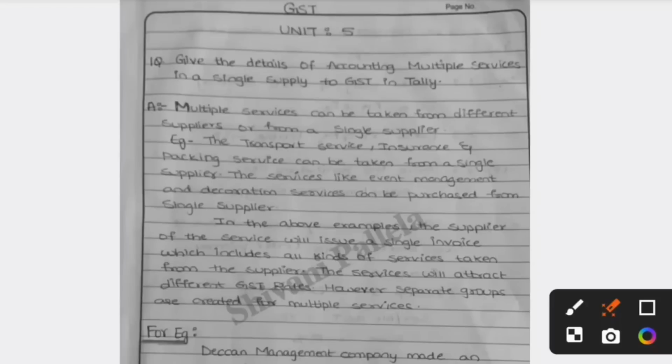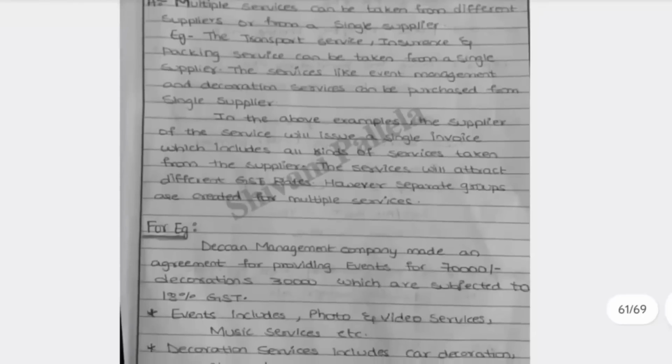అంటే స్టేజ్ డెకరేషన్ చేస్తాడు, ఫుడ్ చూసుకుంటాడు, ఫోటోగ్రాఫింగ్ చేసుకుంటాడు, ఎవ్రీథింగ్ హీ కెన్ మేనేజ్. సో దట్ ఈస్ కాల్డ్ మల్టిపుల్ సర్వీసెస్. ఇన్ దట్ కేసెస్, how you will enter it into Tally ERP9 is important. Okay, in the above examples, the supplier of the service will issue a single invoice.